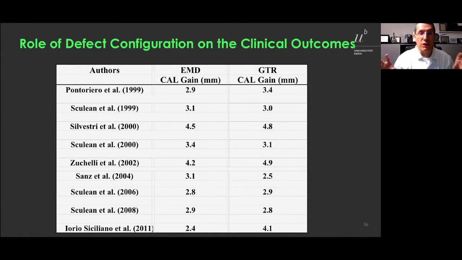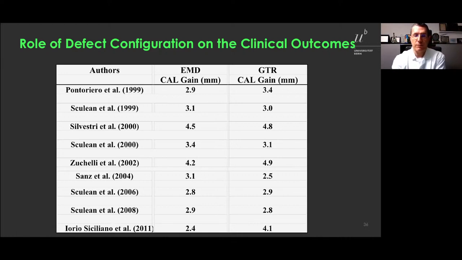What about the role of the defect morphology? It's very important. We have different types of defects. We have so-called contained type defects, so-called 3-wall defects. We can have 1-wall defects. And we all know that the more walls a defect has, the better the healing will be.